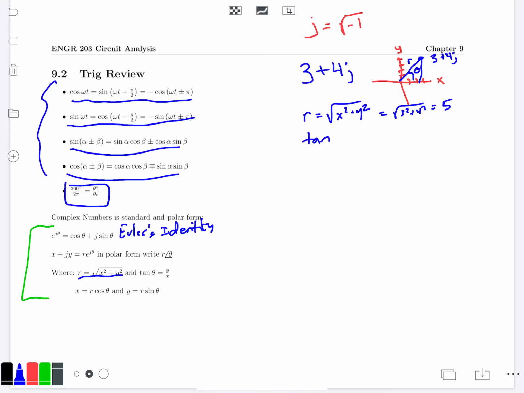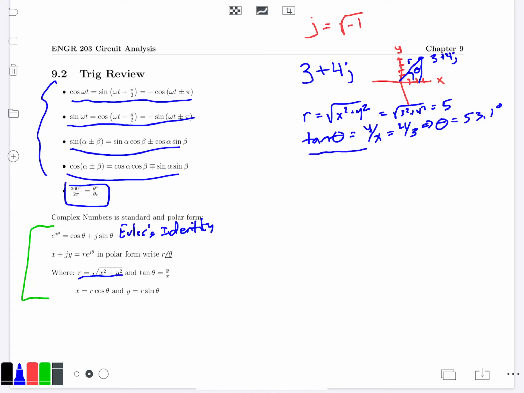Then we can find our angle: tangent theta is y over x, which is 4 over 3. And when we find our theta, we get 53.1 degrees. Now I am going to be more commonly using degrees, even though radians is maybe preferred, but most people are more familiar with degrees.